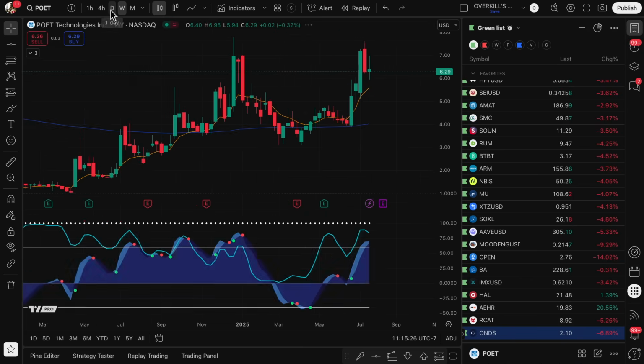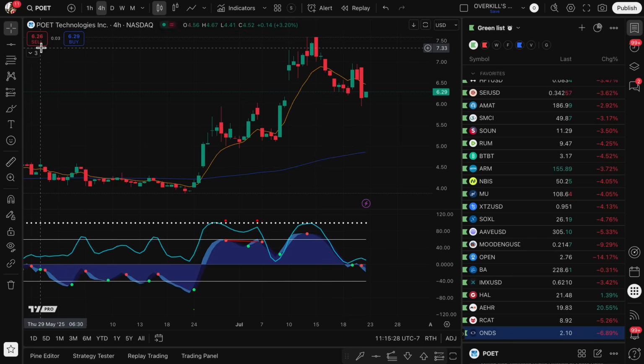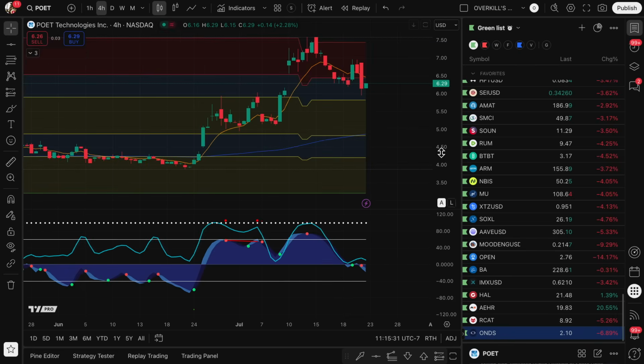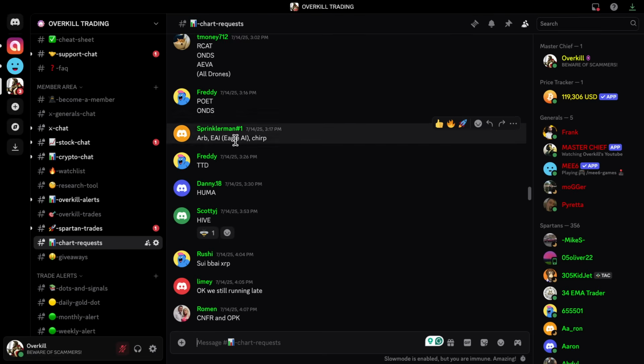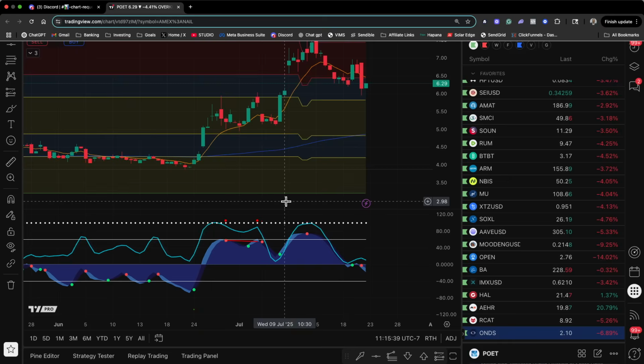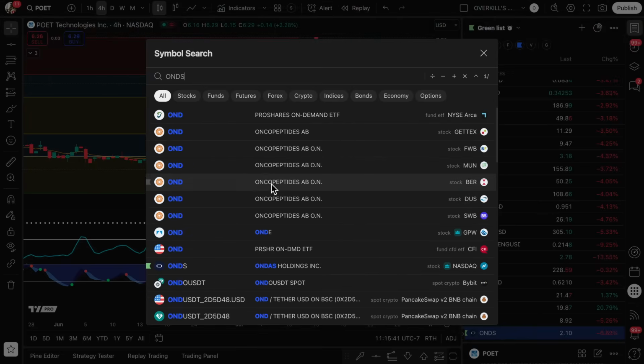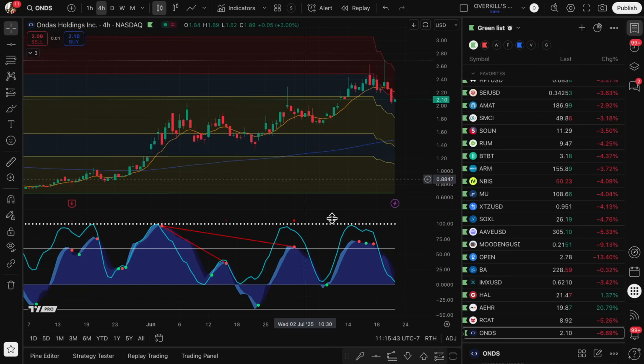POET, that one's green on the monthly. So again, we want that green dot on the daily or the 4-hour to enter, or we just want to look for it to be closer to the 4-hour there. So I've been looking for the 4-hour with daily on that one. ONDS we just covered. Look at that one again. We didn't really talk about it much. So yeah, just looking for the 4-hour or the daily.